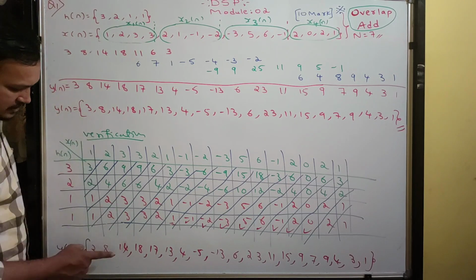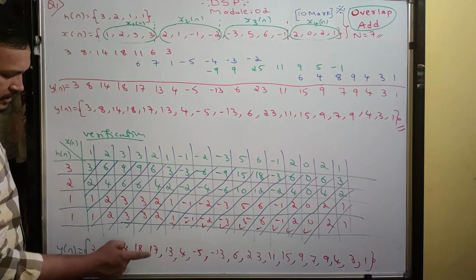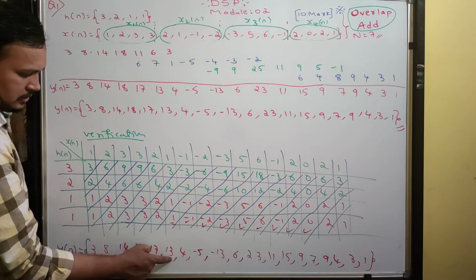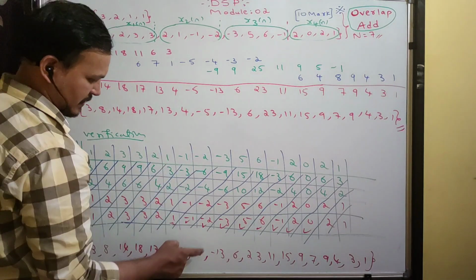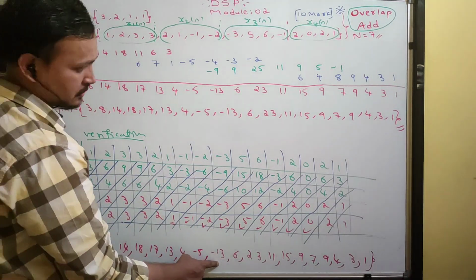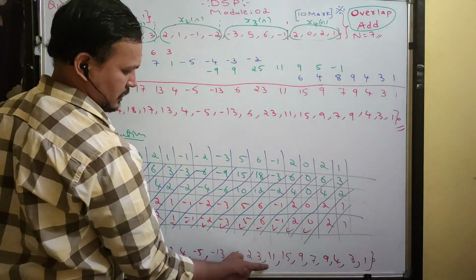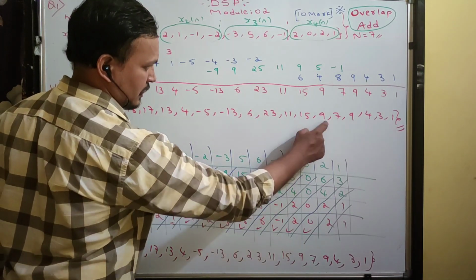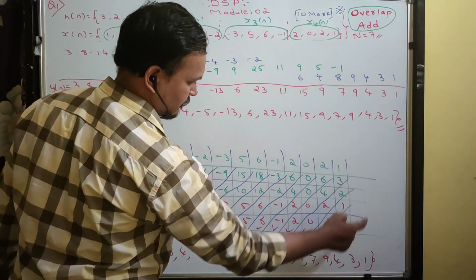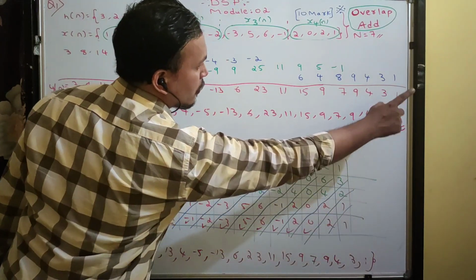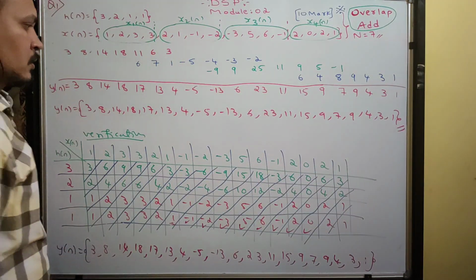3, 8, 14, 18, 17, 13, 4, minus 5, minus 13, minus 6, 6, 23, 11, 15, 9, 7, 9, 4, 3, 1. Okay, got it, guys?